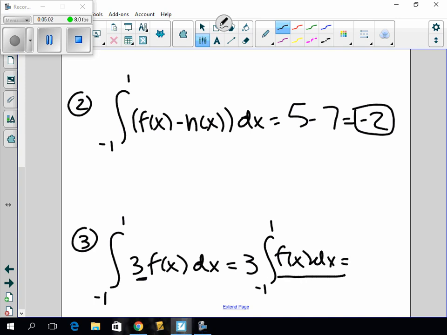And this integral is 5, so I'm just going to take 3 times 5, and that's 15.